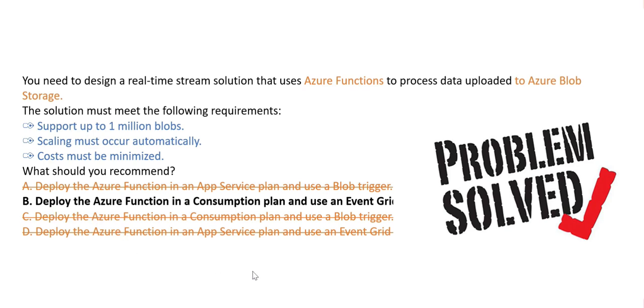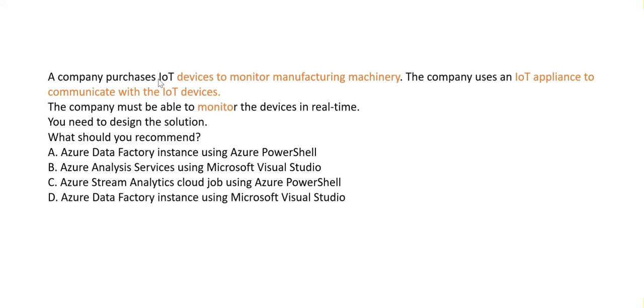Let's go to the next question. The question says, company purchases IoT devices to monitor manufacturing machinery. The company uses IoT appliance to communicate with these IoT devices, and the company must be able to monitor the devices. Basically, the company has bought IoT devices and they have an IoT appliance and they want to monitor these devices in real time. So you need to design a solution.